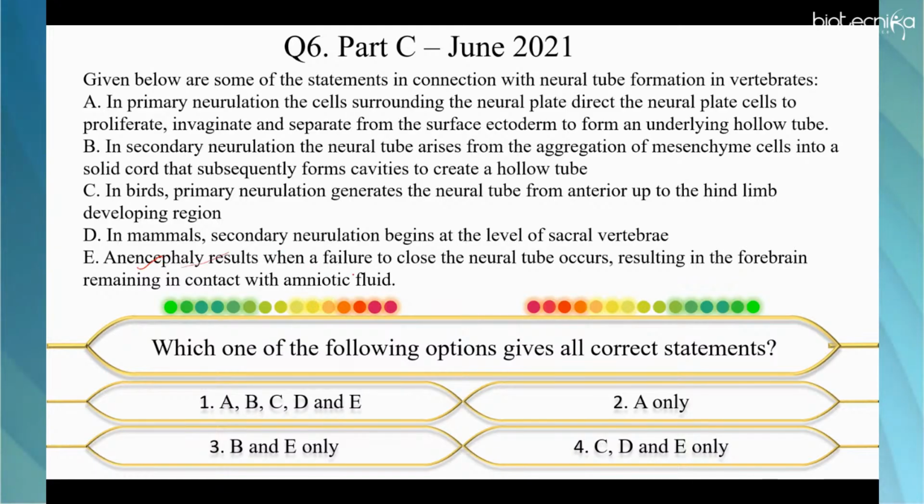Then anencephaly results when a failure to close the neural tube occurs, resulting in the forebrain remaining in contact with amniotic fluid. So which out of these are correct statements?